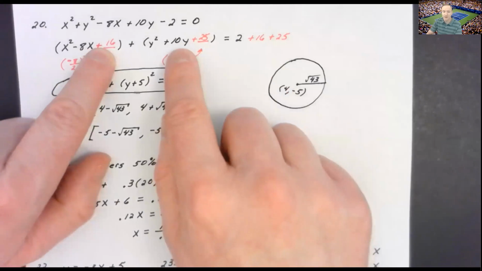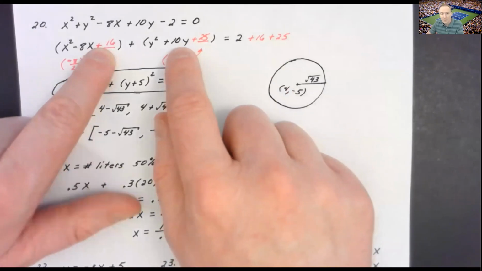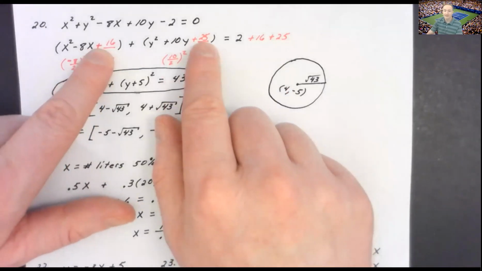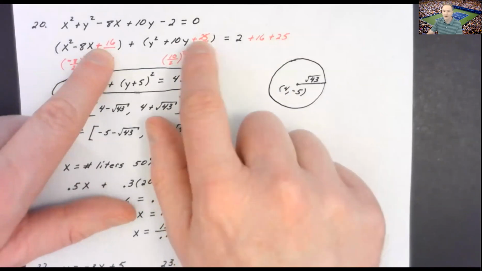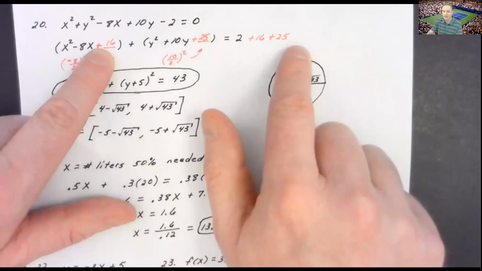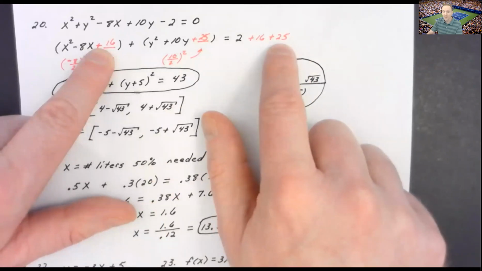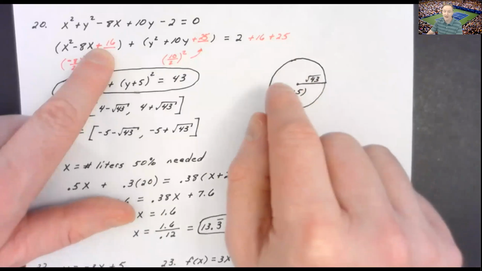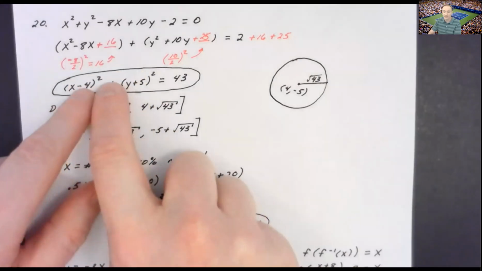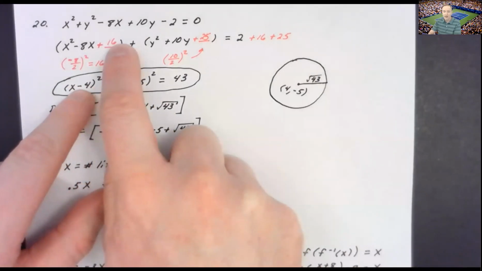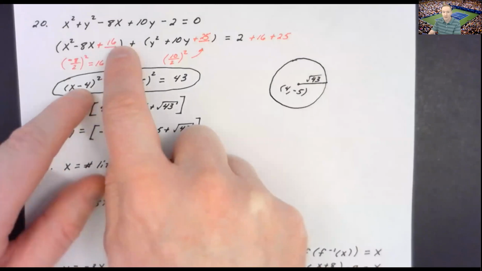Same thing here in my group for y. I know that the constant I need to add is half of 10, which is 5. 5 squared is 25. I put a plus 25 here on the left, and I add 25 on the right. Now, on this left-hand side, the whole reason that we completed those squares was so that we could create a perfect square trinomial and then write that as a binomial squared.